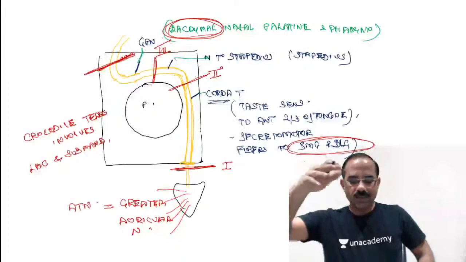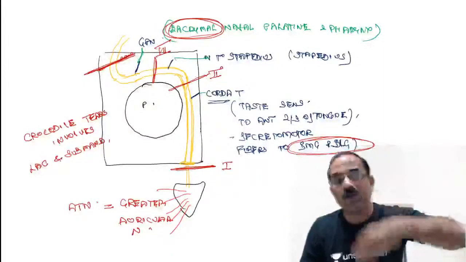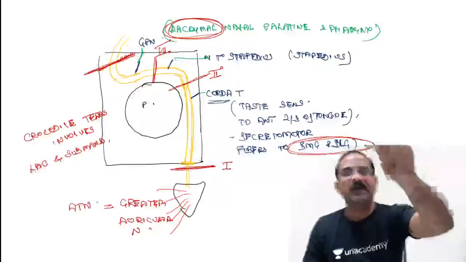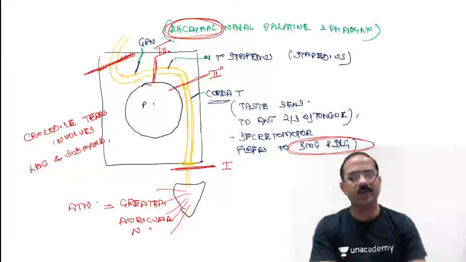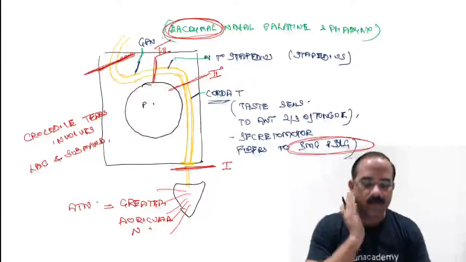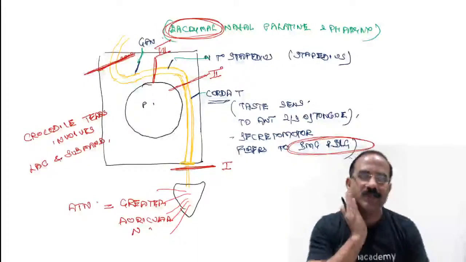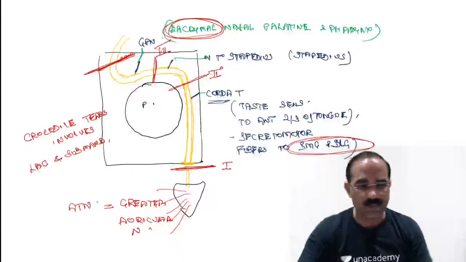So students, can you tell me what the auriculotemporal nerve supplies? No, it doesn't supply. The auriculotemporal nerve just carries the fibers to the parotid gland. And what does the greater auricular nerve supply? The greater auricular nerve supplies the skin over the parotid. It also supplies the sweat glands.